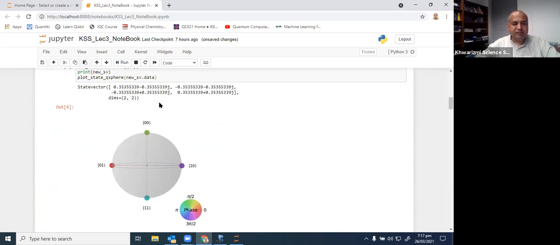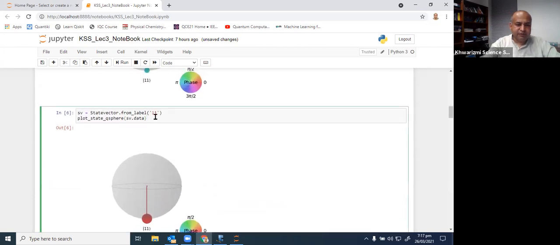This is a state that you can see is 0.3 minus something, and then minus something, and so on. All the terms have different phases. First of all, all the terms are present, so you see four dots and all have the same magnitude. You see all four dots of the same size, but their colors are different because their phases are different. So this is how these multipartite states are represented on the Q sphere.